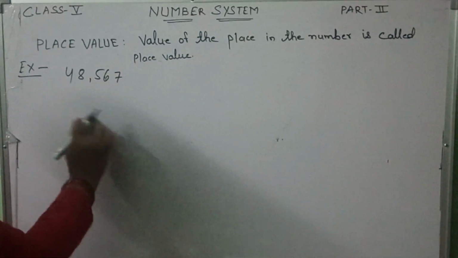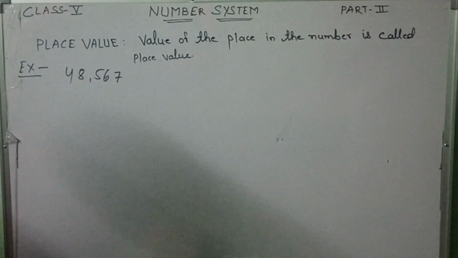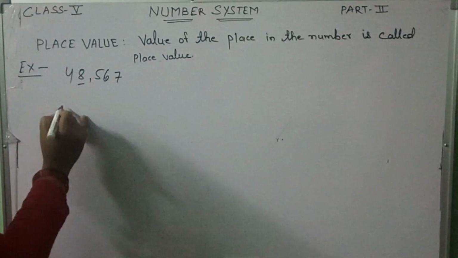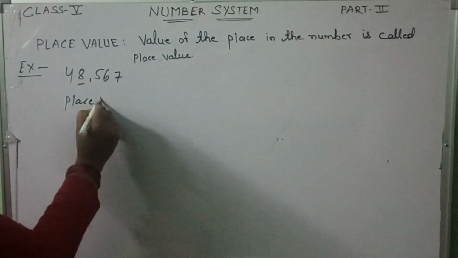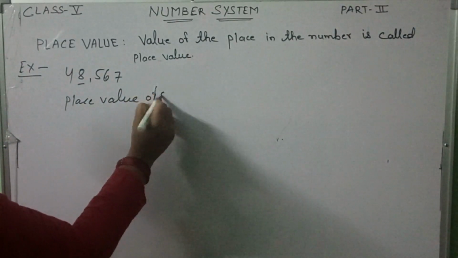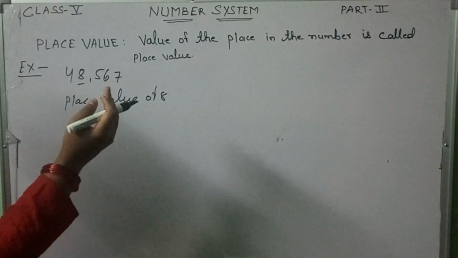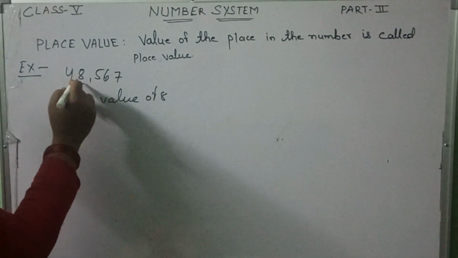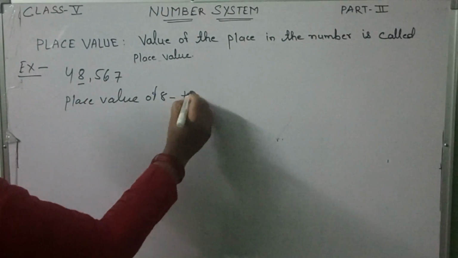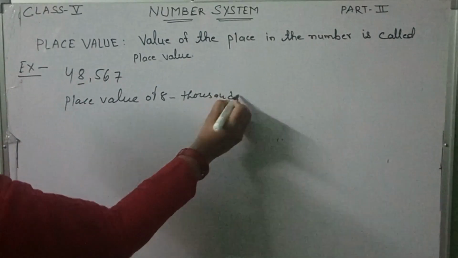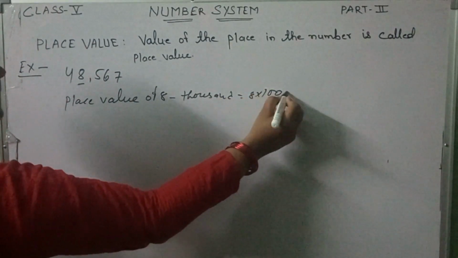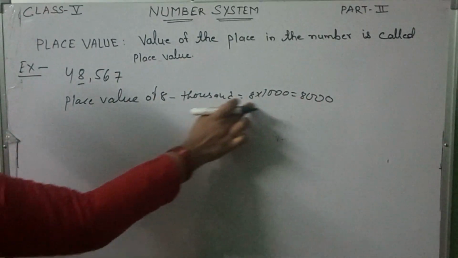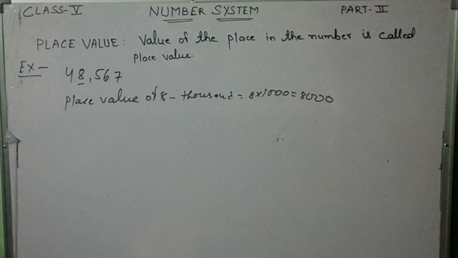The digits are 7, 6, 5, 8, 4. If only one digit is mentioned, say you have to find the place value of 8, then you find only that. Read the number from the right side: ones, tens, hundreds, thousands. The place value of 8 is in the thousands, so 8 into 1000 is 8000. The place value of 8 is 8000.